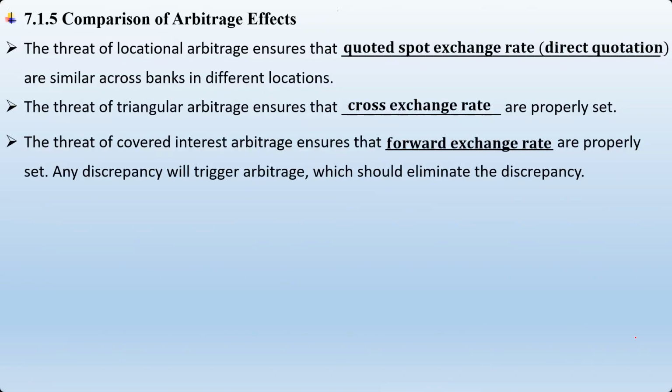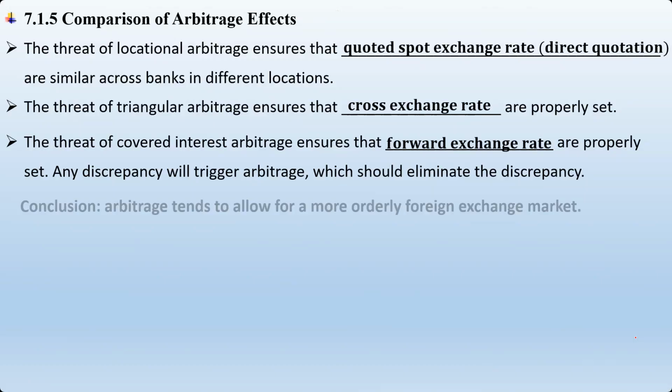And we need to know that any price discrepancy will trigger arbitrage, which should eliminate the discrepancy. And the conclusion: arbitrage tends to allow for a more orderly foreign exchange market. So basically, due to arbitrage activities, the market price becomes more properly set and more reasonable.